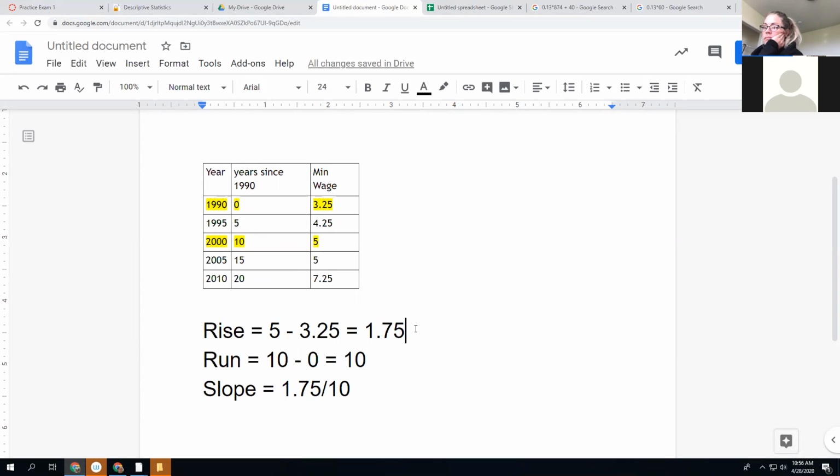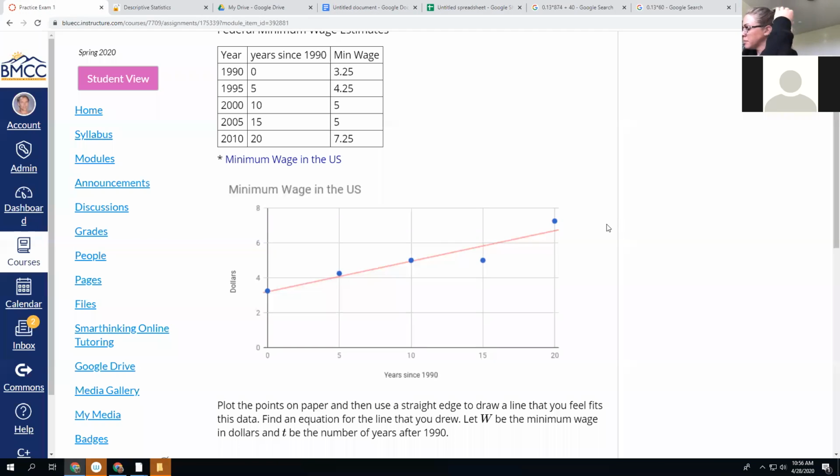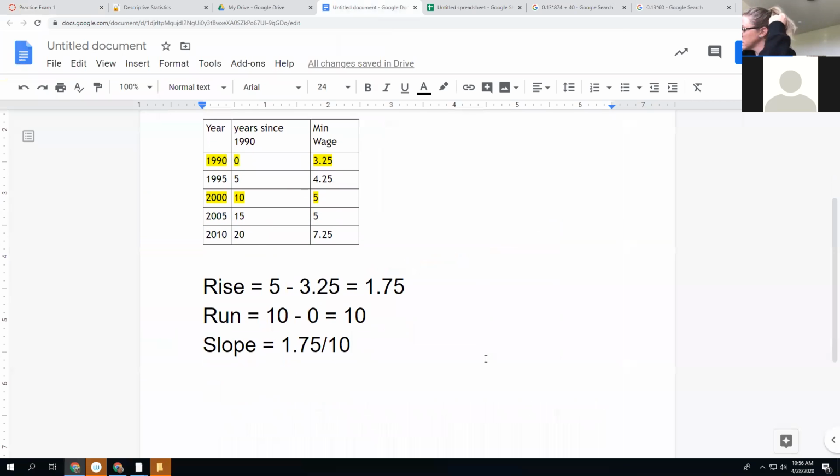Now, every once in a while, I screw up the order of stuff. So notice this subtraction is positive, this subtraction is positive. Positive over a positive is positive. Slope being positive means that these numbers go uphill from left to right. And if I look back at the picture, yep, they go uphill. So I didn't screw up the order of the subtraction, which I do sometimes.